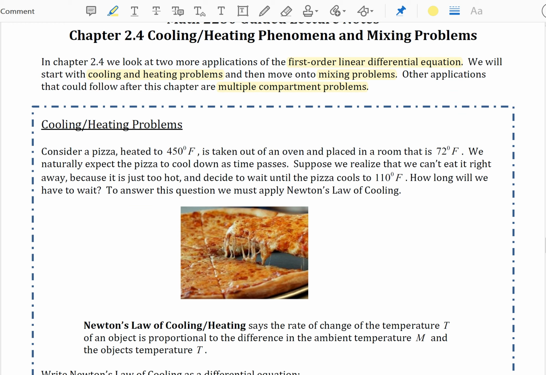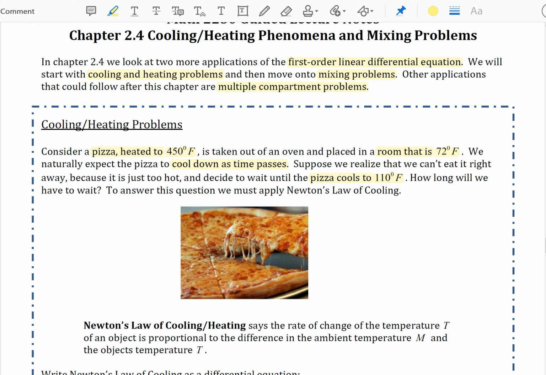Consider a pizza that's heated to 450 degrees Fahrenheit, that is taken out of the oven and placed in a room that's 72 degrees Fahrenheit. We naturally expect the pizza to cool down as time passes. Suppose that we can't eat the pizza right away because it's just too hot, and we decide to wait until the pizza cools to 110 degrees. How long will we have to wait?